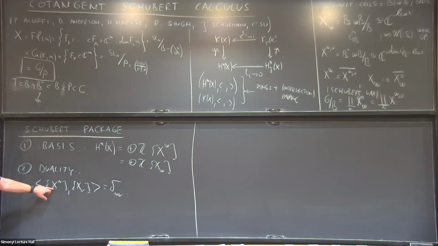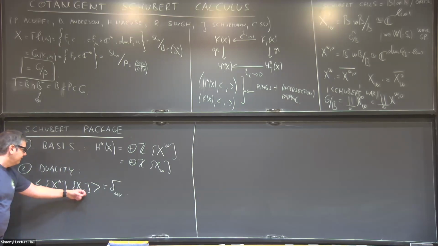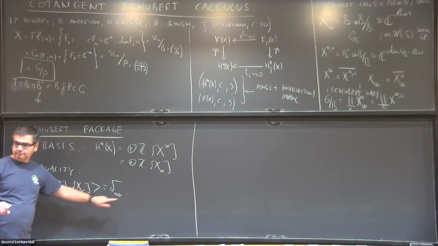So the dual basis for the Schubert classes are again Schubert classes, but I like to write this upper and lower because really what this pairing is doing is multiplying these two classes together and taking the degree 0 part. When you multiply these classes together, you get something called the Richardson variety. And that Richardson variety has dimension 0 exactly when u is equal to v. And in fact, it consists exactly of a point.